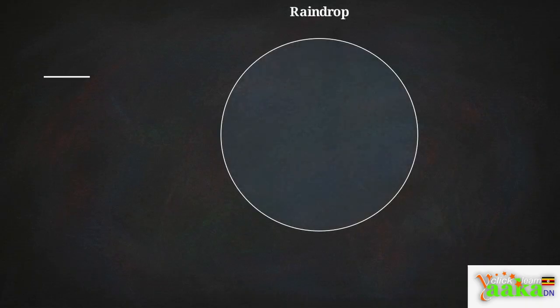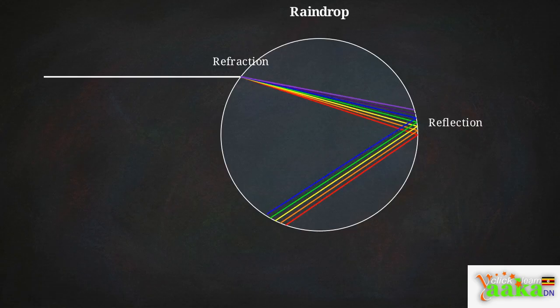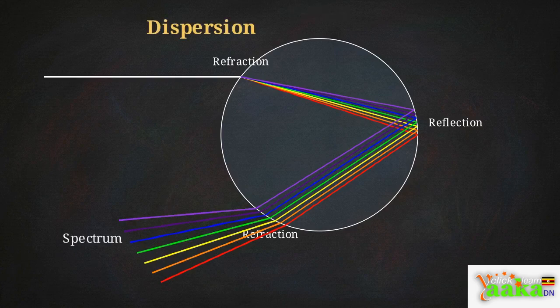When white light enters the water, it refracts. Because each color's wavelength travels at a slightly different speed inside the water, the light splits apart. It reflects off the back of the drop and refracts again as it exits, spraying into a wide spectrum. This splitting process is called dispersion.